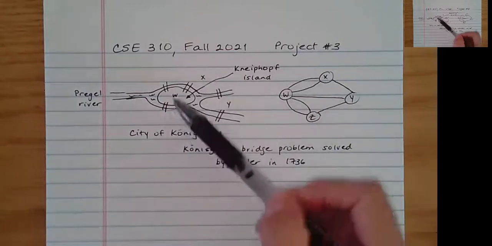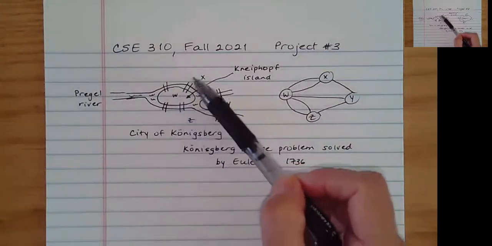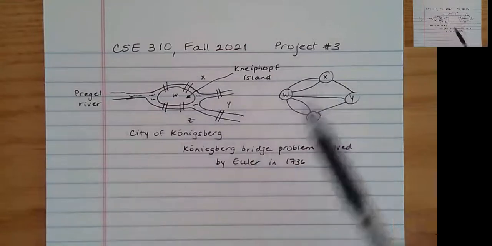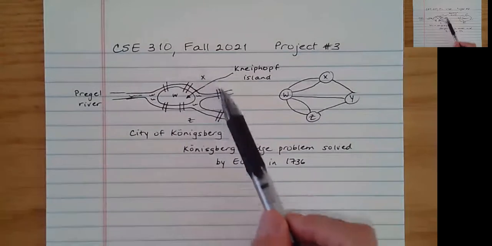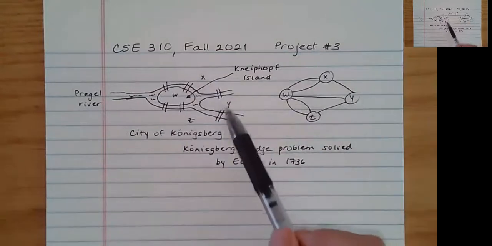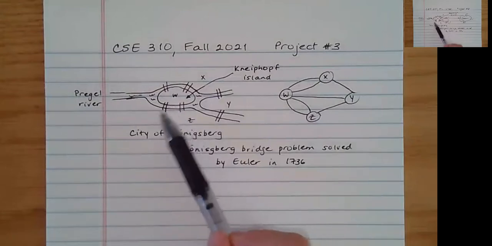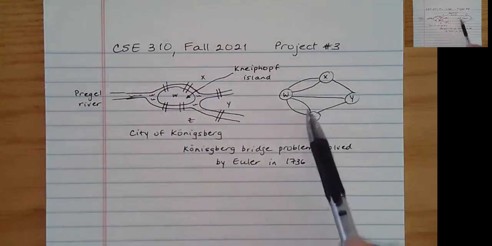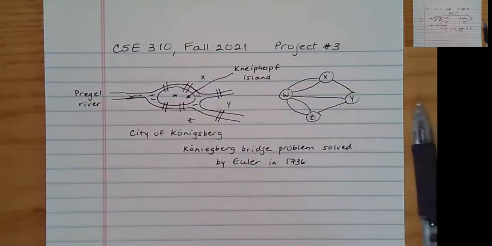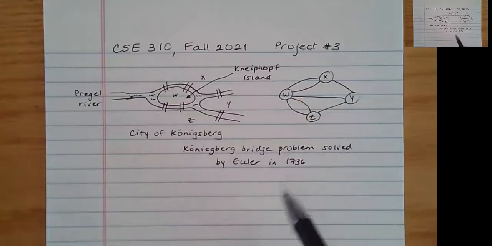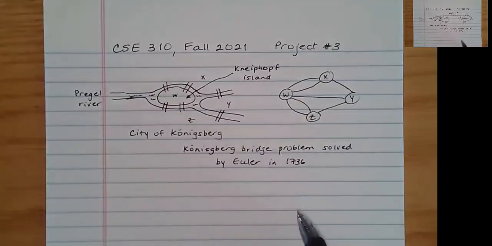And you can see that you can go from W to X using two bridges. So that's where these two edges arise. You can go from X to Y over this bridge, from Y to Z over this bridge, and from Z, there are two bridges back to the island, and that gives rise to those edges in the graph. And Euler in 1736 solved this problem.